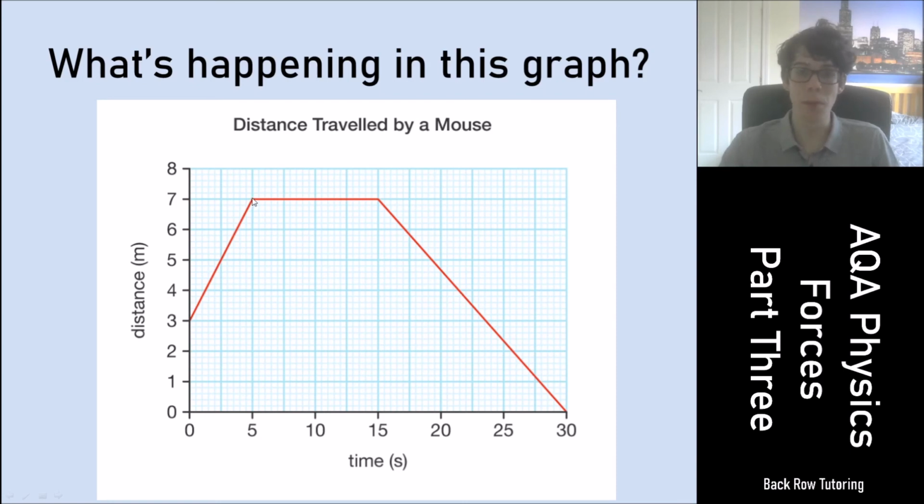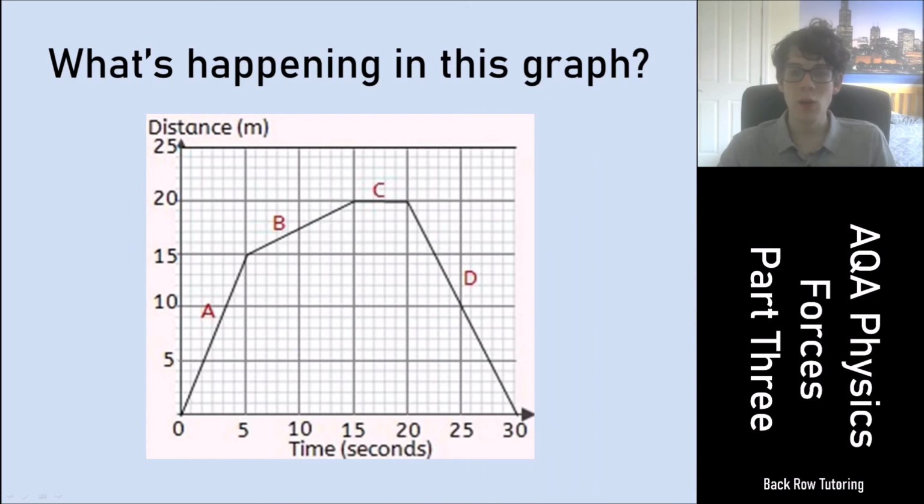The distance is growing between us and the mouse. Then, between 5 and 15 seconds, so for a 10-second period, the mouse is staying still, because the distance isn't changing between us and the mouse. Then at 15 seconds, here you can see a line returning to the 0 point, so that means the mouse is coming towards us. And then at 30 seconds, the distance between us and the mouse is 0, so the mouse is right next to it. So in this distance time graph, we'll have a constant speed here.